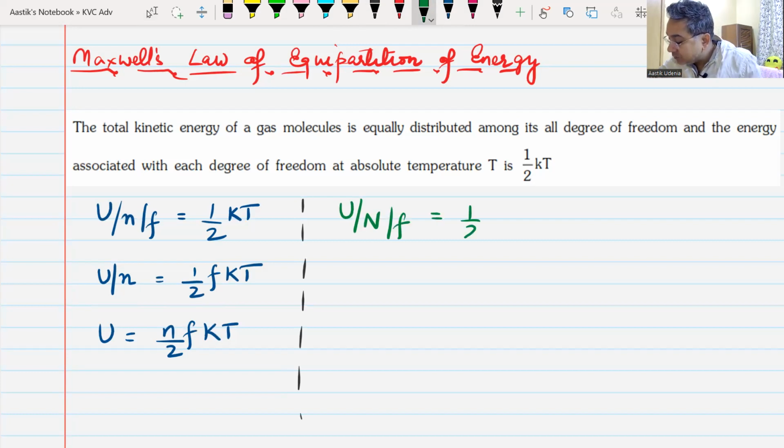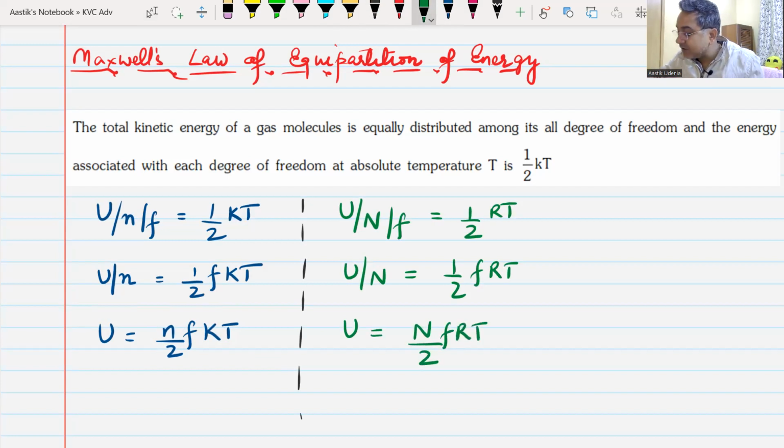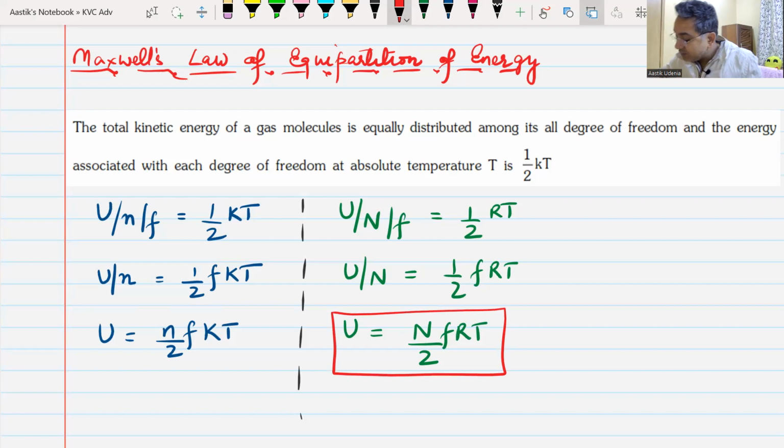Energy per mole per degree of freedom will be half RT. As I told you, when number of moles come, R will come. So energy per mole will become half FRT, and total energy becomes N by 2 FRT. These are the two very important results that you must remember.